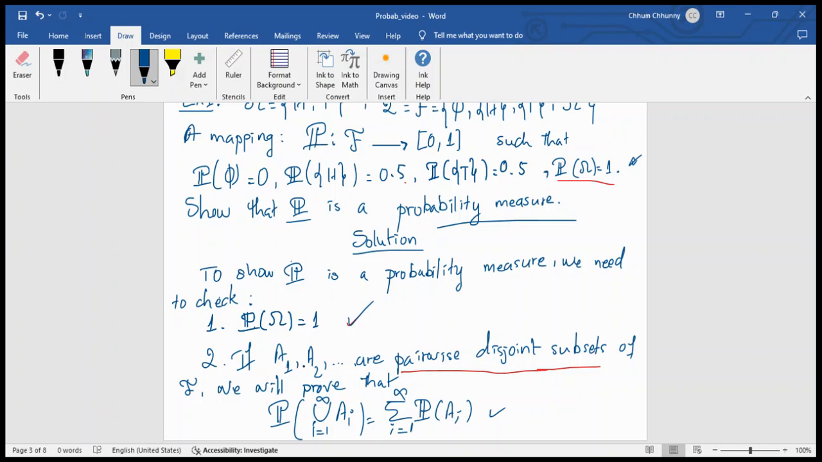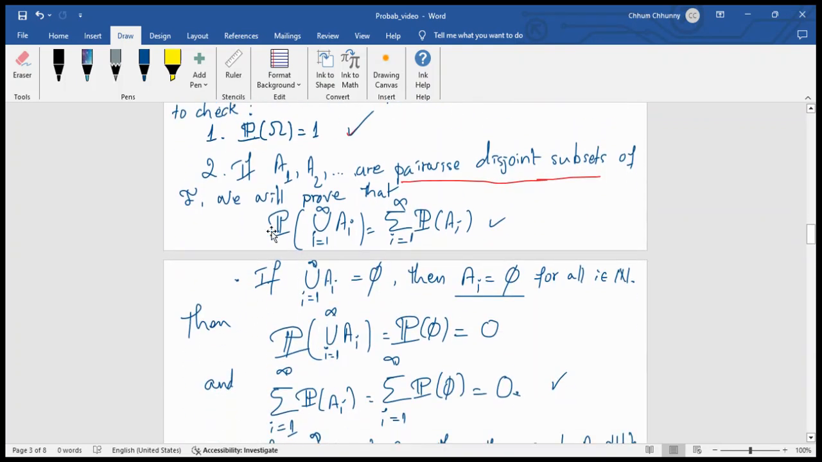For the second condition, we have to check that if A1, A2, and so on are pairwise disjoint subsets of F, meaning that A1, A2, and so on are elements of F, then we will prove that P of the infinite union of Ai is equal to the series of P of Ai. We have to prove this equality. If our mapping P satisfies this equality, then we can say that P is a probability measure.